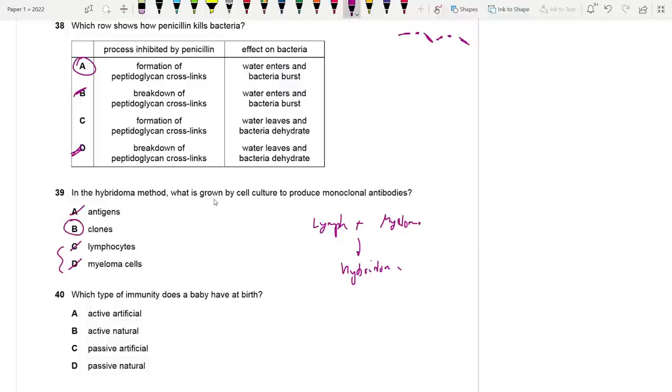What type of immunity does a baby have at birth? From the mother, it actually gains natural passive immunity, through the placenta. Natural, passive. So that's it.